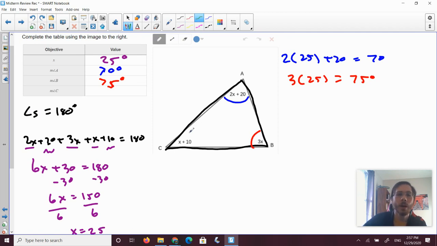And for the last one, if you want, you could do 180 minus that sum. I think this one is actually going to be easier if we just plug it in and say 25 plus 10 is 35. And so that's what angle C is going to be, 35 degrees. So we find out that, remember, triangle equals 180, and we get some substitution from there.